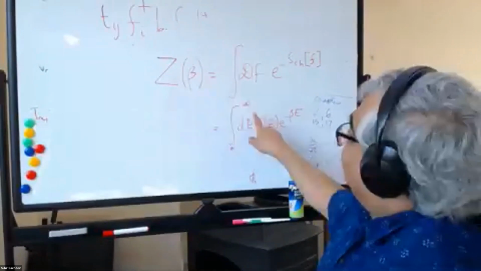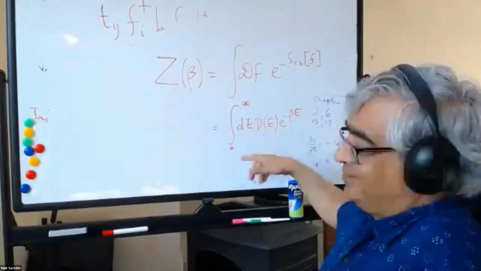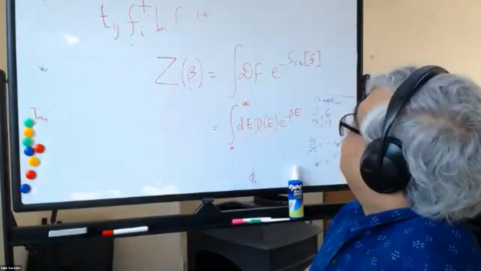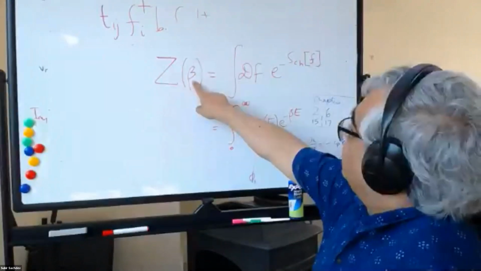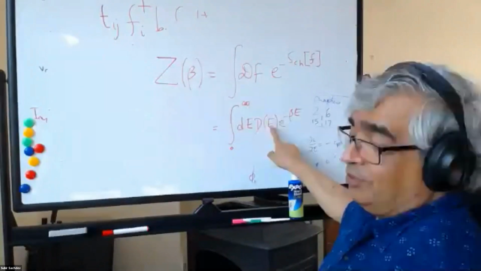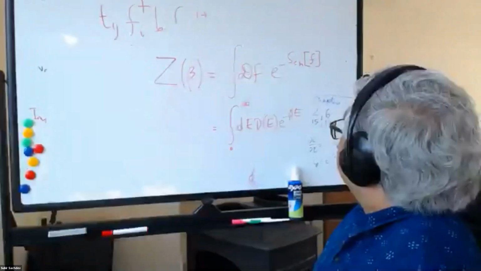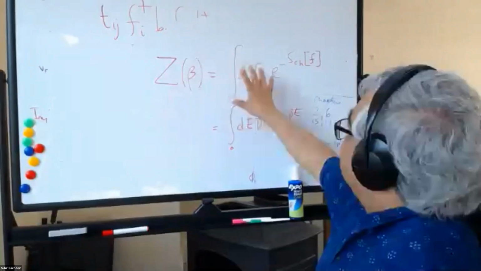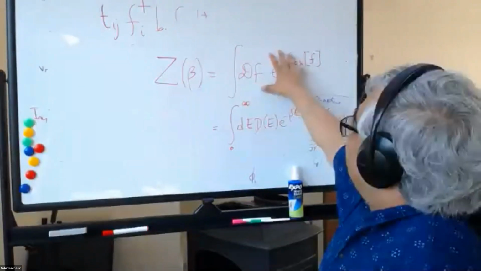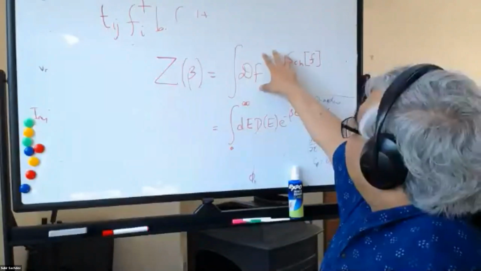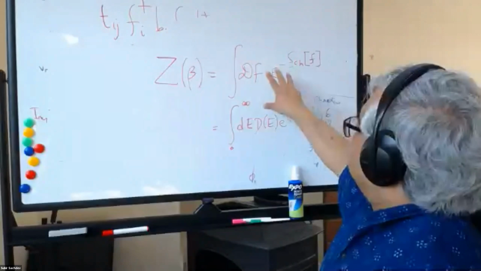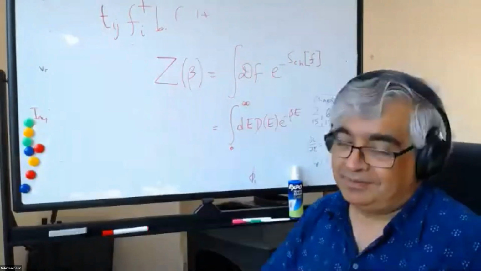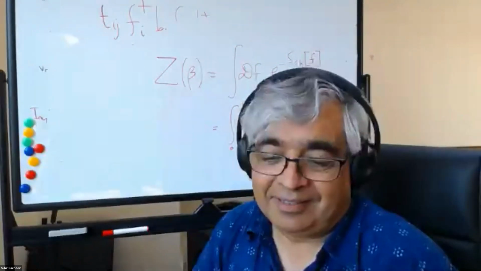But this is also kind of an ill-posed problem, because inverse Laplace transforms are very ill-posed. That is, if you make a tiny error in Z of beta, it allows huge errors in D of E. But in this case, since the Schwarzian path integral can be done exactly without corrections, the inverse Laplace transform is reliable. If you didn't know it exactly, then you couldn't believe the inverse Laplace transform.